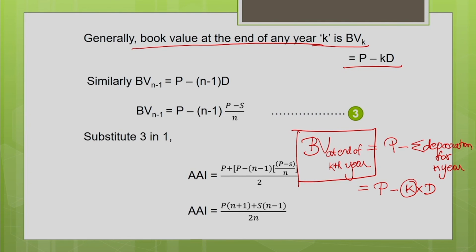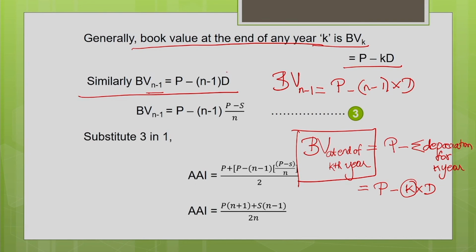Similarly, for the book value at the end of n minus 1 year, I need to calculate. So it is the initial cost P minus n minus 1 years multiplied by the depreciation. If you go by the straight line method, P minus n minus 1 into d. That is what is written here: book value at the end of n minus 1 year is nothing but the initial cost minus n minus 1 years multiplied by the depreciation for every year.